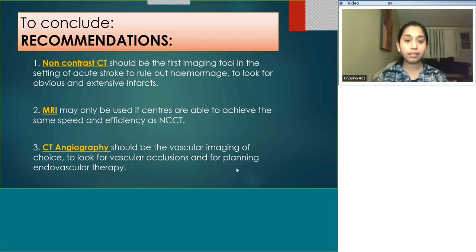So to conclude, there are some recommendations given by the team of experts who have been giving the guidelines for stroke imaging. According to them, it is the non-contrast CT. It is the first imaging modality in the setting of acute stroke to rule out hemorrhage and to look for obvious extensive infarcts. MRI may only be used if centers are able to achieve the same speed and efficiency as non-contrast CT. CT angiogram should be the vascular imaging of choice to look for vascular occlusions and for planning endovascular therapy.